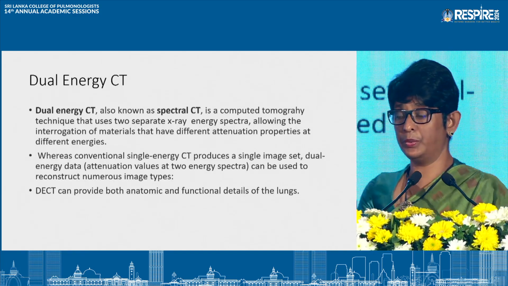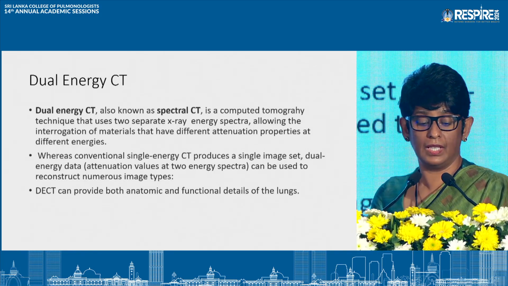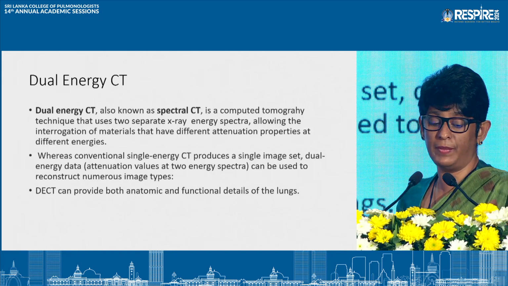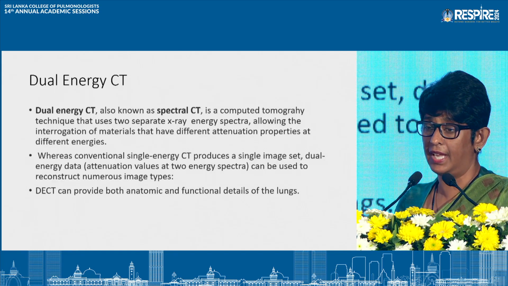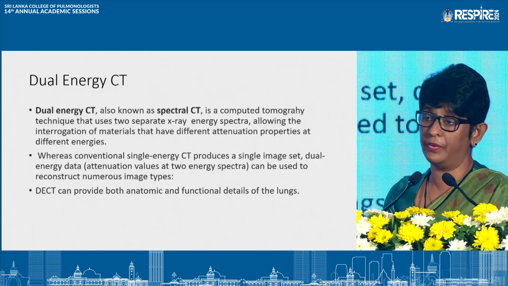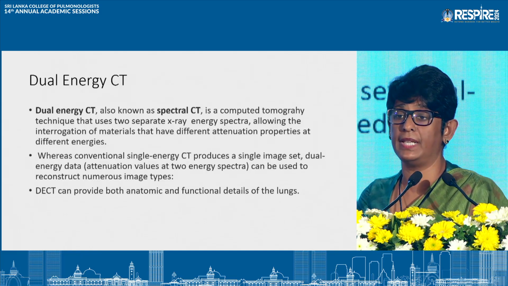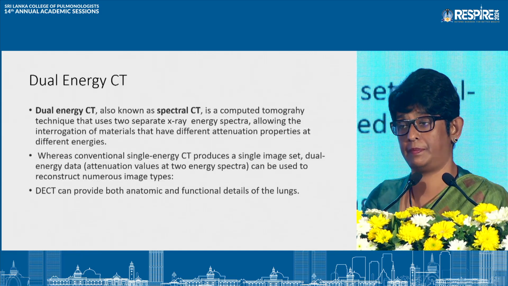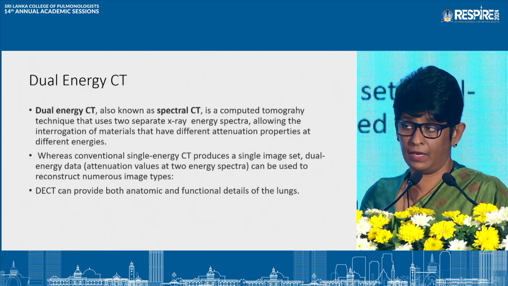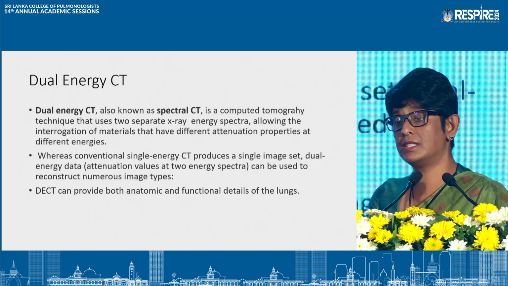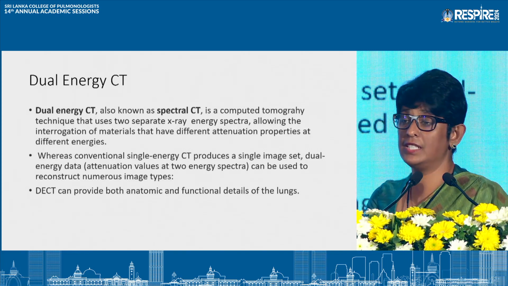We use 2 levels of energies for imaging, which makes it possible to differentiate materials that have different attenuation properties at different energies. That would make it possible for us to reconstruct multiple image types instead of a single type. I'll show you what these are. And the other advantage is, now we know CT is for structural imaging, but dual energy CT is capable of doing functional imaging as well.